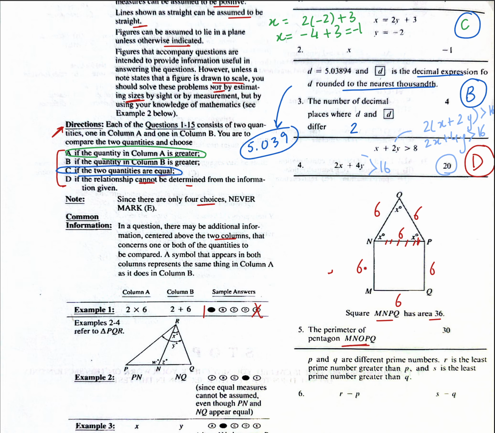You just have to add 6, 6, 6, 6, and 6, which is 6 times 5, which is 30, right? The other option is also 30, so I can say that C is the answer to this one, because C says that both the quantities are equal, and they are indeed equal, right? The A column is 30 and the B column is also 30. So the two quantities are indeed equal.